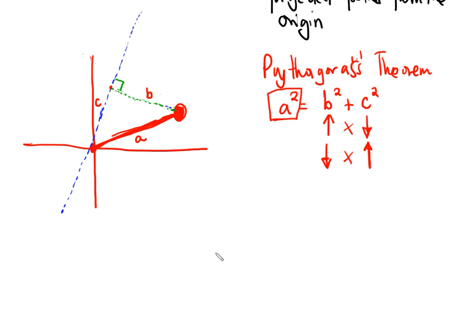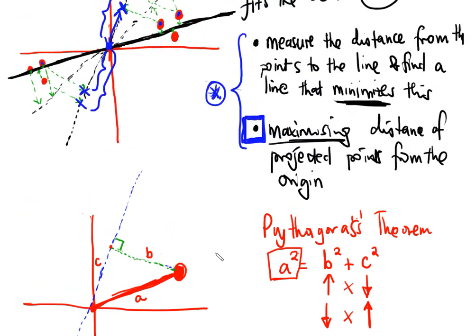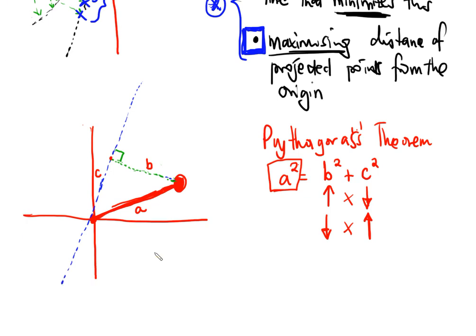This is very important because intuitively we understand method number one, that we have to measure the distance and find a line that minimizes this. What that basically means is we have to rotate B until it minimizes this green line. So maybe you are rotating B to be like this now.